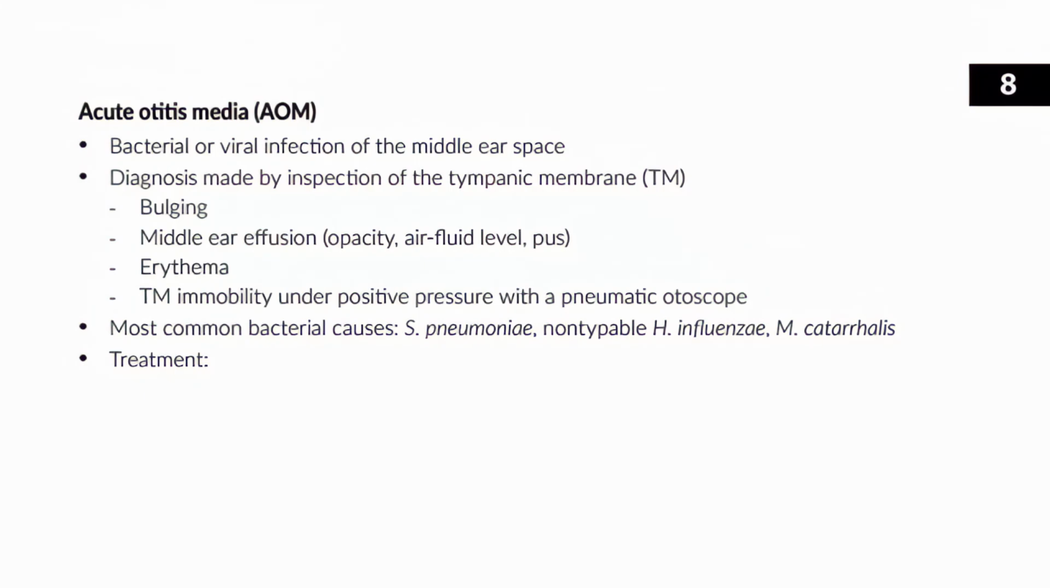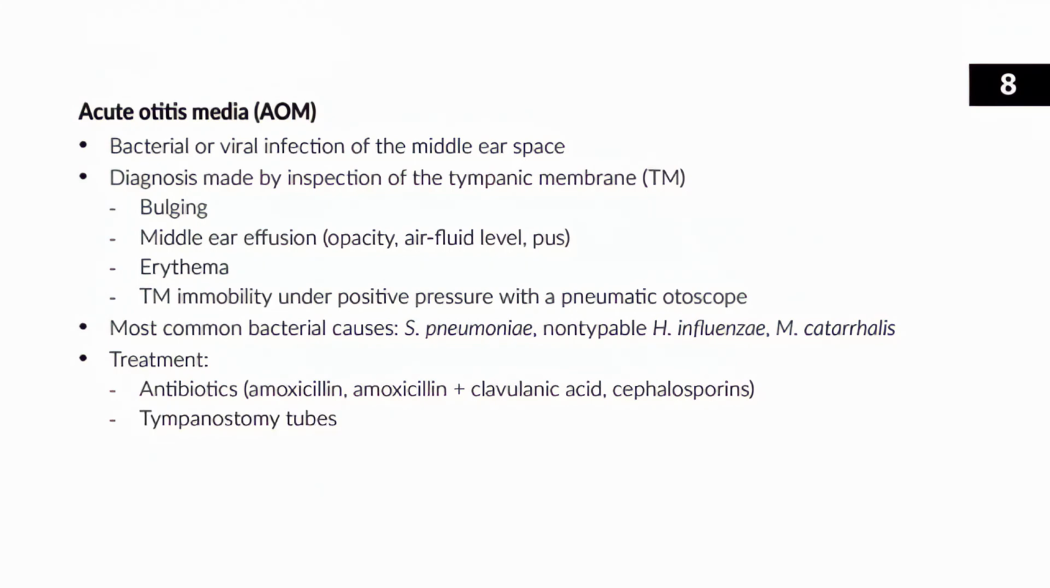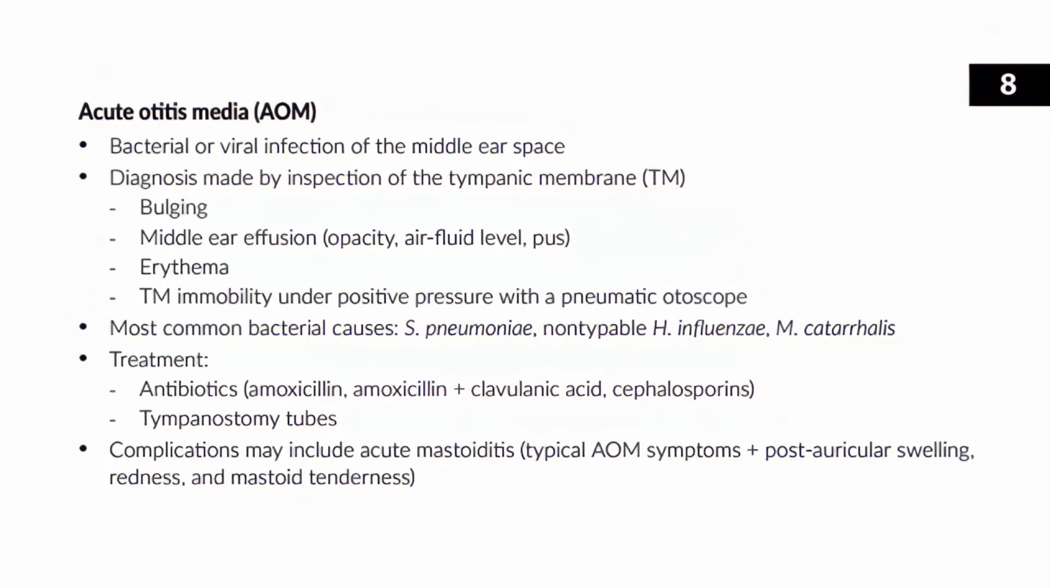And then what antibiotics do we use to treat acute otitis media? Well, you can use amoxicillin, you can use amoxicillin plus clavulanic acid, or you can use cephalosporins. And for kids with recurrent episodes of acute otitis media, you may need to place tympanostomy tubes to maintain and equalize pressure. And one of the complications to be aware of with acute otitis media is acute mastoiditis.